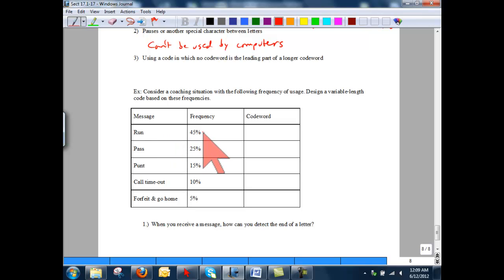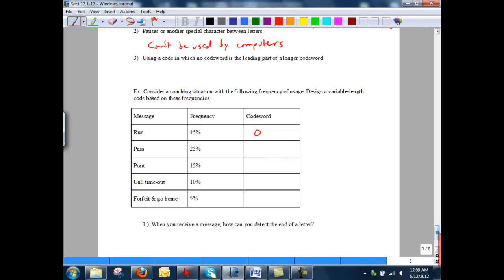Suppose that run plays are going to be called 45% of the time, pass plays 25% of the time, and punts, call timeouts, and forfeit and go home shouldn't be used very often. Let's design a variable length code word, and let's use principle number 3 here. Run is going to be used a lot, so I would like to give it a very short code word. Let's make this a binary code, 0s and 1s.